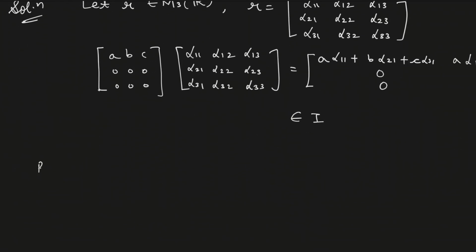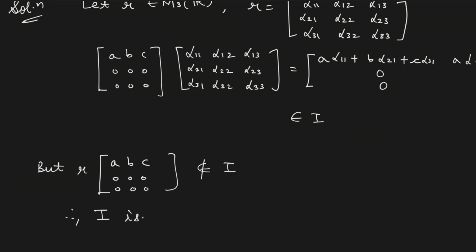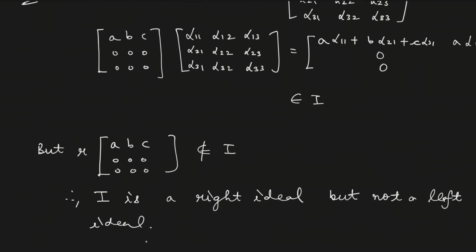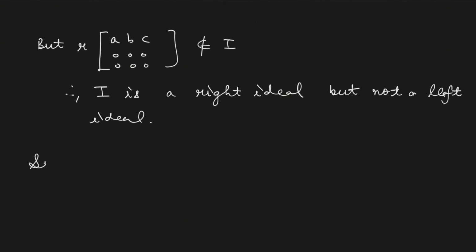And if you check r into this, then this will not belong to I. So I is a right ideal but not a left ideal. And similarly, you can check for J also. When you check, J is a left ideal.